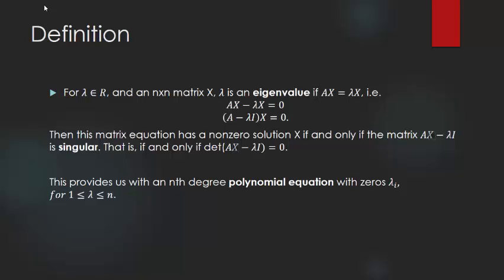So first off, for an n by n matrix, a square matrix, lambda is a constant, so this symbol means lambda is in the set of real numbers. Lambda here is just a lowercase Greek L. So lambda is just a number. In an n by n matrix, a square matrix denoted by a capital letter, here A, lambda is an eigenvalue if Ax is equal to a constant times x.